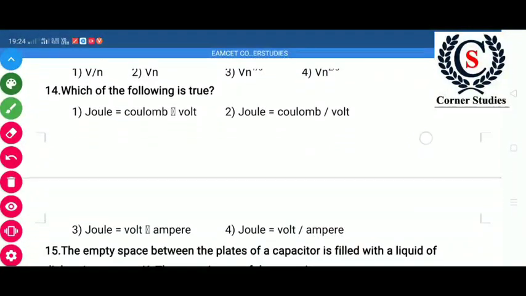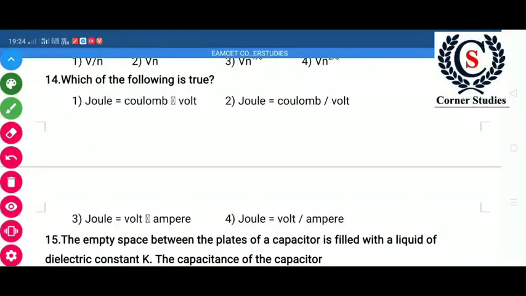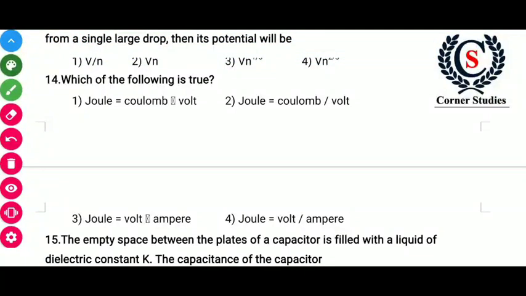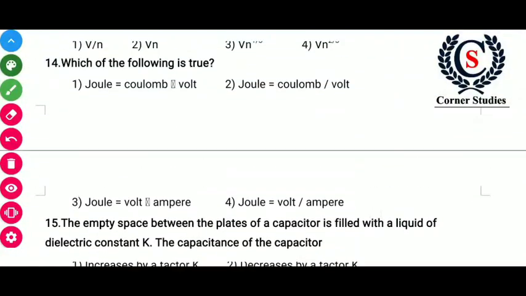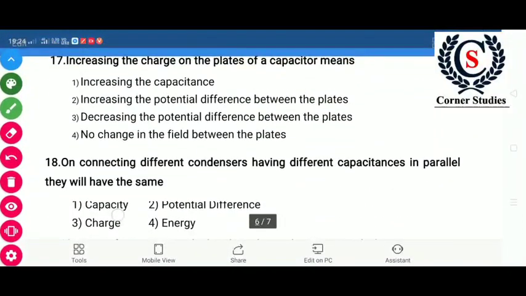Next one. Which of the following is true? Joule is equal to Coulomb into volt. Joule is equal to Coulomb by volt. Joule is equal to volt into ampere. Joule is equal to volt by ampere. Which one is the true statement in this? First one.